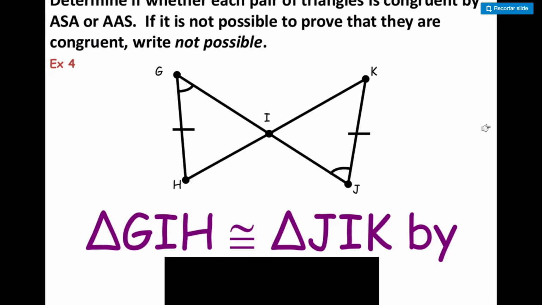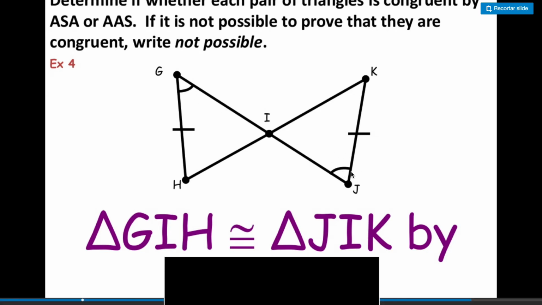Example 4. Determine whether each pair of triangles is congruent by angle, side, angle or angle, angle, side. If it is not possible to prove that they are congruent, write not possible. So let's take a look at the figure and try to ignore the answer on the bottom. We have one side marked congruent with one tick mark. One angle G and angle J are marked congruent by one arc mark on the drawings.